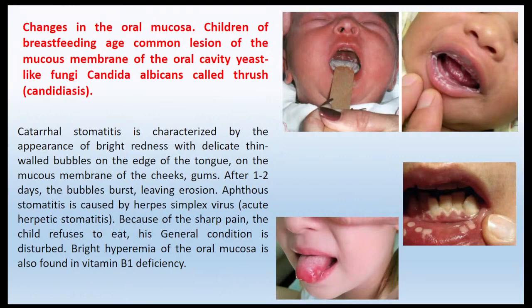Changes of the oral mucosa. In breastfeeding children, a common lesion of the mucous membrane of the oral cavity is a fungus like Candida albicans, called thrush, candidiasis, and you can see it here. Catarrhal stomatitis is characterized by the appearance of bright redness with delicate-walled bubbles on the edge of the tongue, on the mucous membrane of the cheeks, and gums. You can see it in the lower pictures.